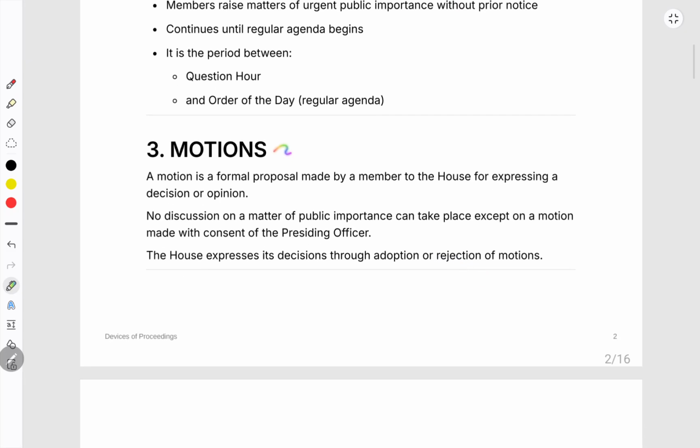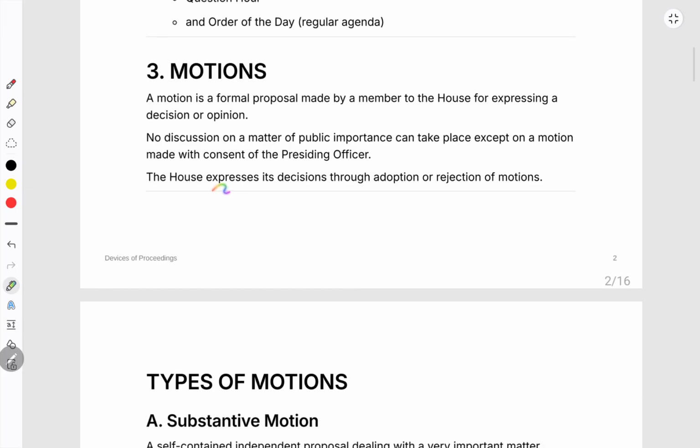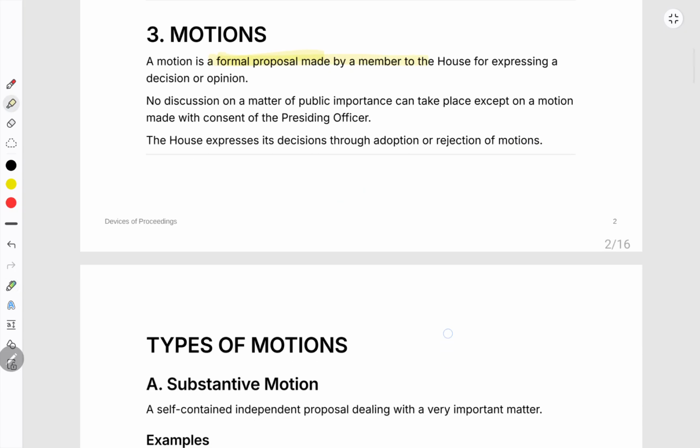Now coming to third, the motion. Motions are basically a formal proposal which is made by a member to the house for expressing a decision or opinion, okay. So this is a formal proposal. So no discussion on a matter of public importance can take place except on a motion made with consent of the presiding officer, okay. Now the house expresses its decision through adoption or rejection of motions. So जो parliament अपने decisions कुछ भी express करता है ना, that is through motions, right. Motions are nothing but formal proposals which is made by a member, right.